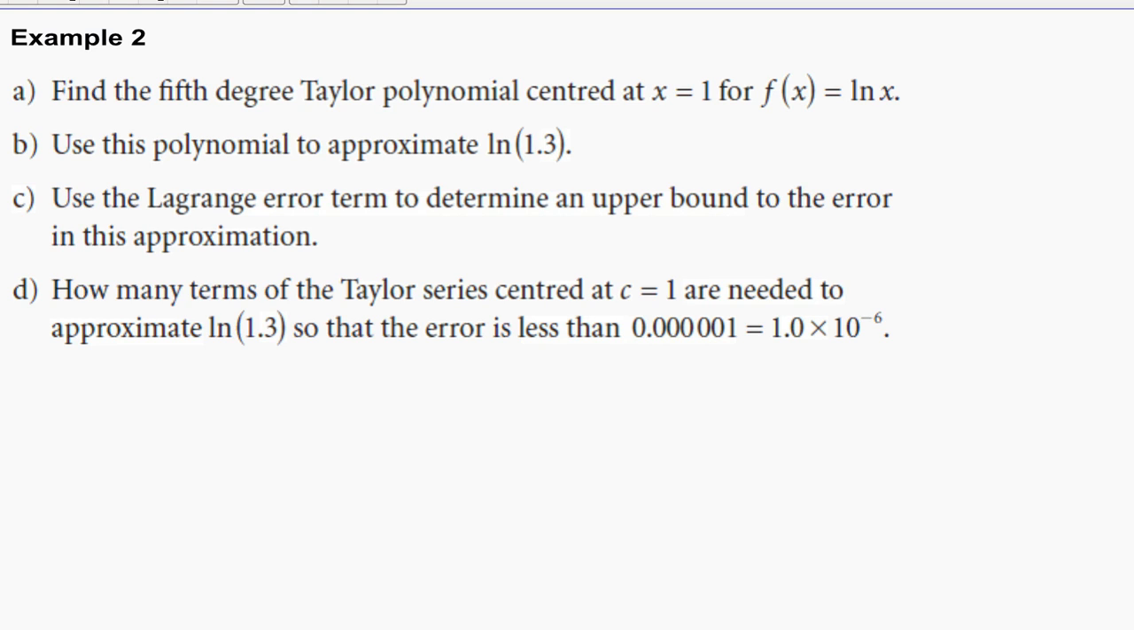In this question, we are required in part A to find the fifth degree Taylor polynomial centered at x equals 1. So I'll just start with part A. What that means is you're going to find derivatives of f of x and plug in 1 to find the Taylor series expansion for this function. Okay? All right, so let's get started.